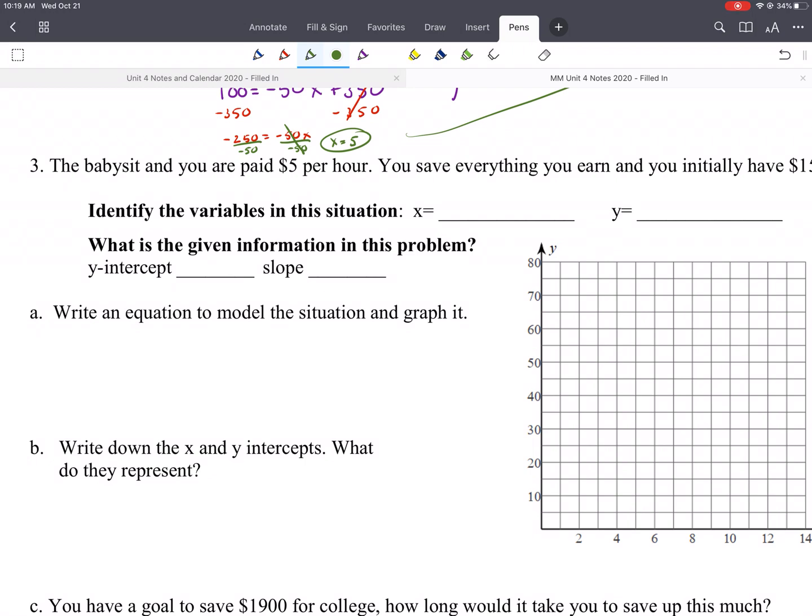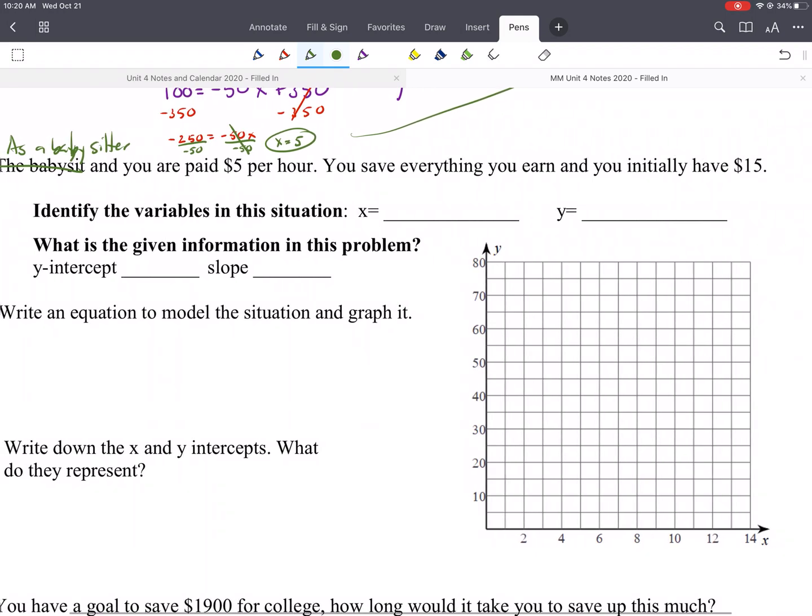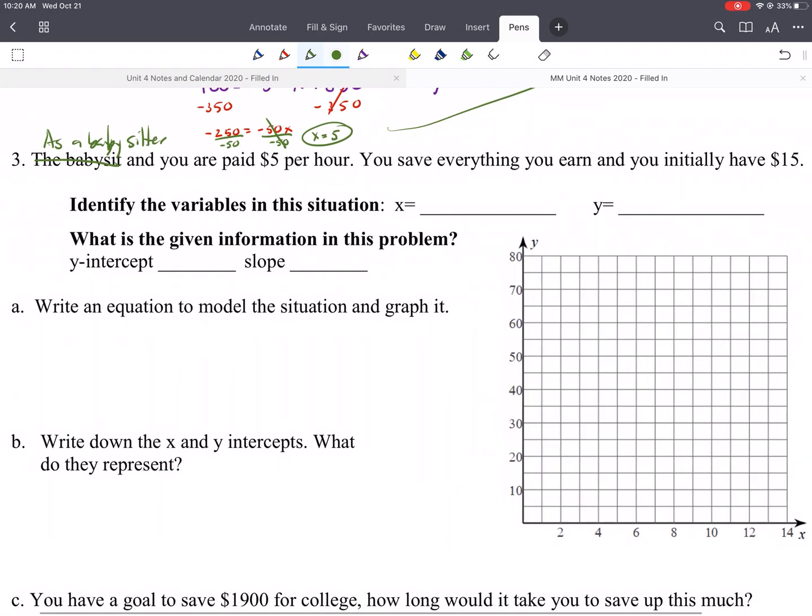Okay, the babysit... I don't know if that makes sense, but you are paid as a babysitter. Maybe we'll say that, as a babysitter, you are paid $5 per hour. Okay. You save everything you earn, and you initially have $15. Okay? So what are our variables?